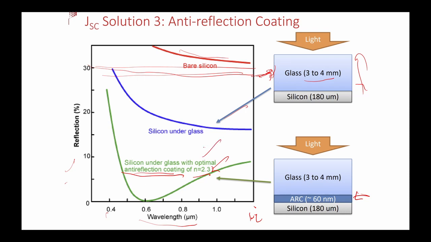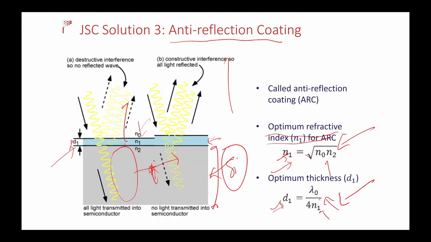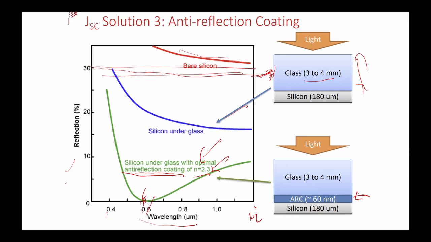you can see that this anti-reflective coating is done for a particular wavelength, around this point, which is 0.6 micrometer. Whatever this lambda naught is, it is nothing but 0.6 micrometer. At this point only you can see that reflection is 0%, because the anti-reflection coating is done corresponding to the 0.6 micrometer wavelength.